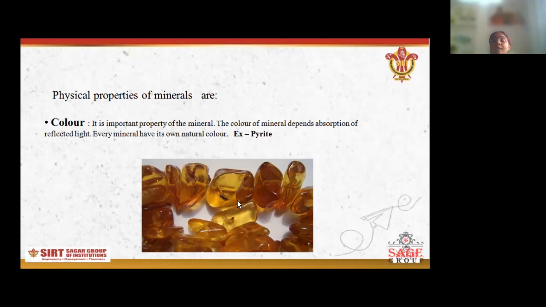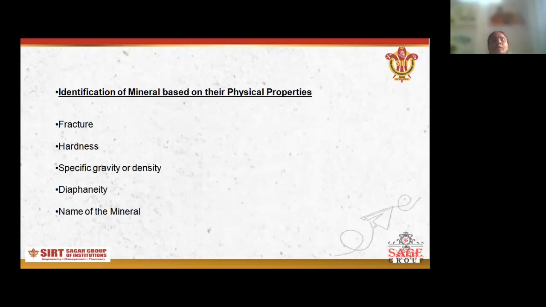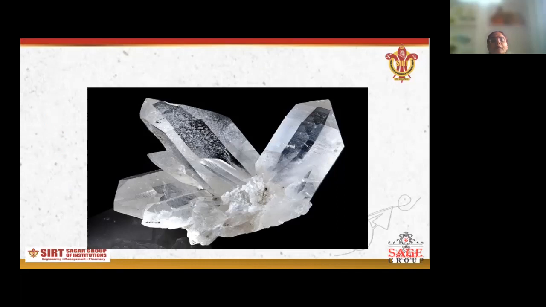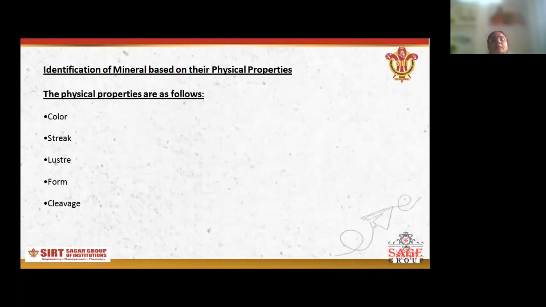So always when we go in the field, some minerals are not found in their original color because they have some impurities. So approximately we can analyze and evaluate on the basis of their color. So let us discuss some properties first. There are some physical properties.